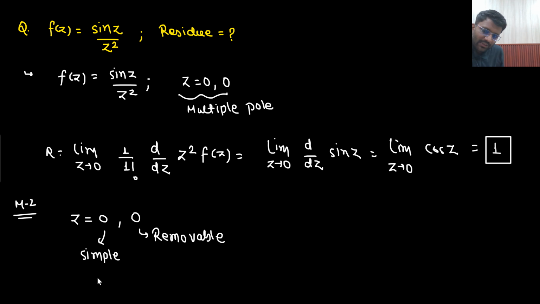Someone would argue in this manner: sir, this is a simple pole and this is removable for me. So for removable, what will be the residue? That would be equal to 0, which I already know. And for the simple pole, what will be the residue? That I need to find out.